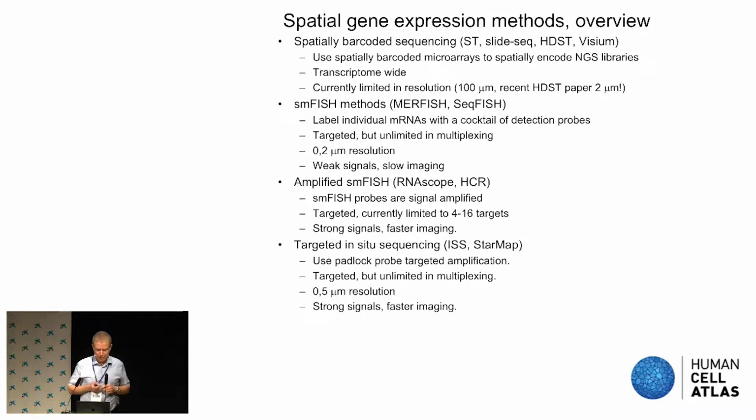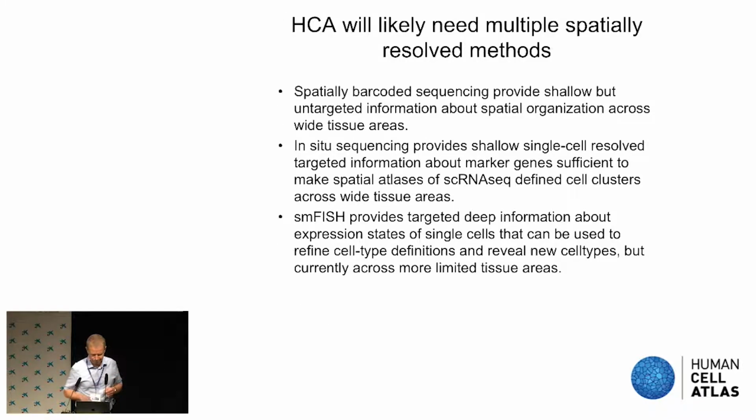And then the targeted in situ sequencing that I will be describing in more detail later, where you use padlock probes or similar approaches to target mRNAs and amplify by rolling circle amplification. And that's targeted, and same by using the combinatorial cyclic hybridization, you can achieve basically unlimited multiplexing as well. Resolution is worse than single molecule FISH because the amplification makes the molecules bigger. Strong signals, faster imaging.